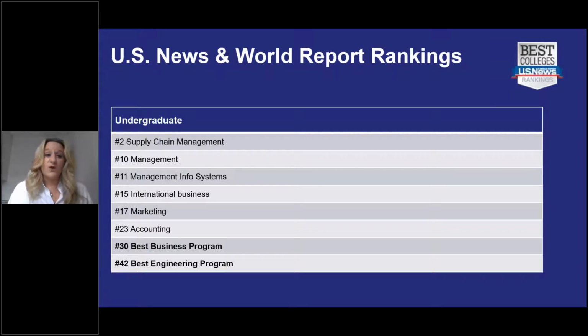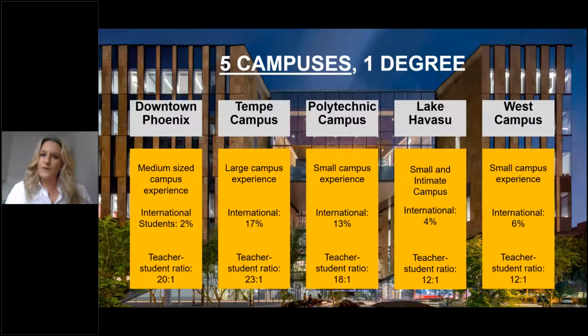Some of the special notes, they're number 2 for supply chain management, number 11 for management information systems, and number 15 for international business. So it is really important, as well as looking at the ranking of the university, to also look at the ranking of the individual programs that they offer, which speaks to the high quality of the programs that ASU has.